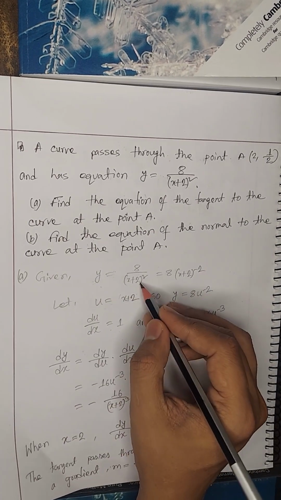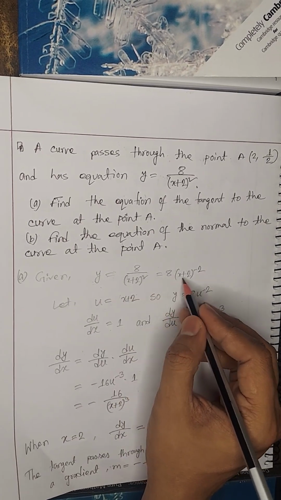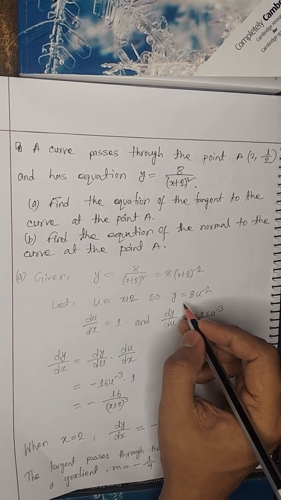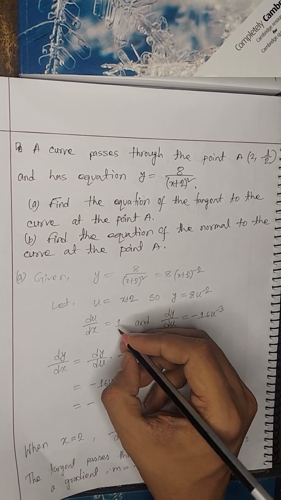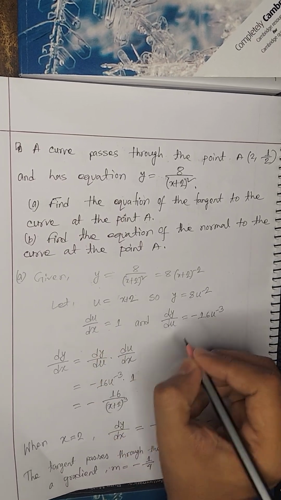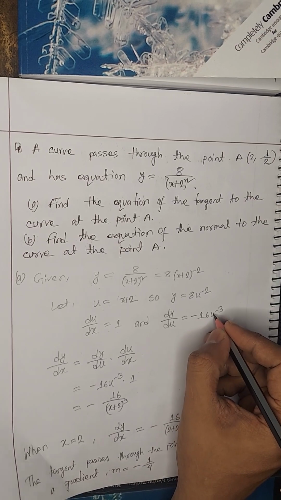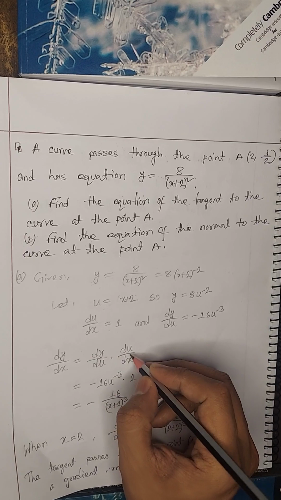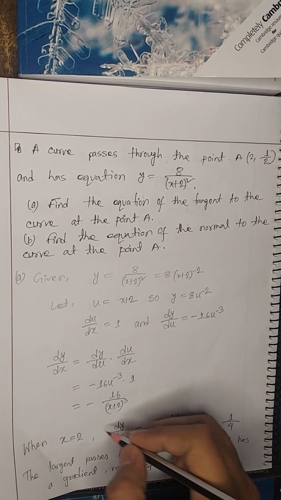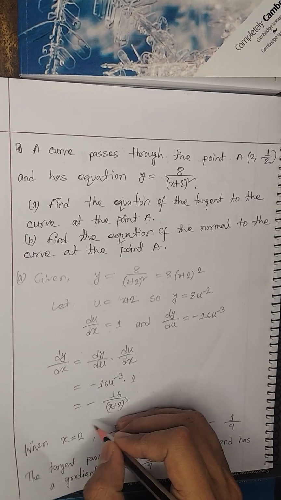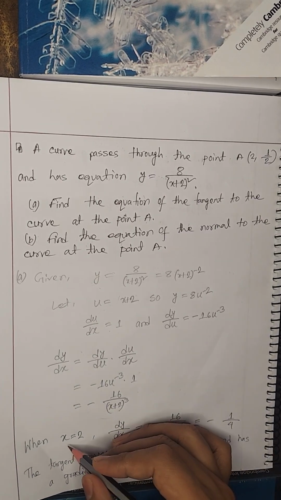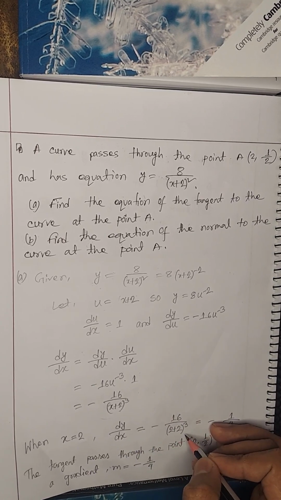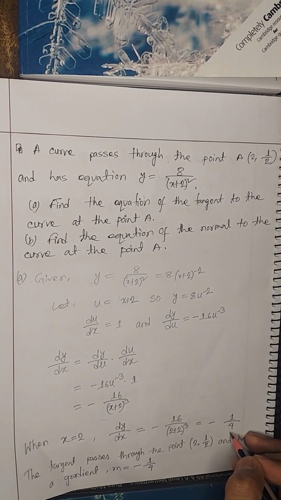Given y equals 8 over (x plus 2) whole squared, which is 8 times (x plus 2) to the power minus 2. If we take u equals x plus 2, then y is 8u to the power minus 2. So du/dx is 1 and dy/du is equal to minus 16u to the power minus 3. So dy/dx is equal to dy/du times du/dx by the chain rule, and after substituting the values, we get this equation. When x is equal to 2, then dy/dx is equal to minus 16 over (2 plus 2) whole cubed, and we get the value minus 1/4.